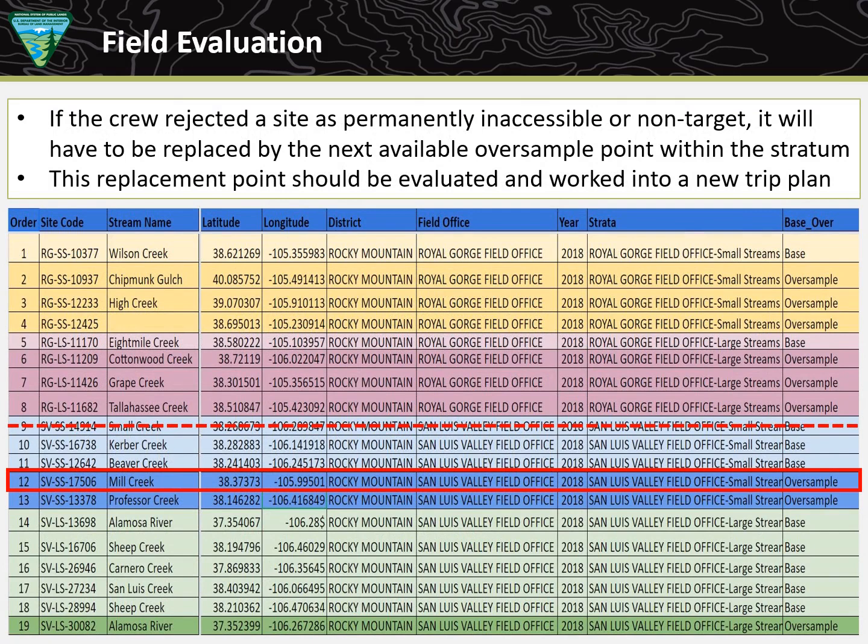If the crew rejected a site as permanently inaccessible or non-target, it will have to be replaced by the next available consecutive oversample within the stratum. This replacement point should be evaluated and worked into a new trip plan if it looks like it can be sampled.